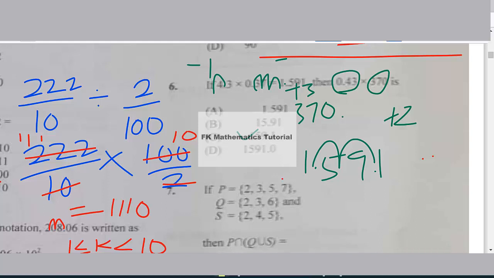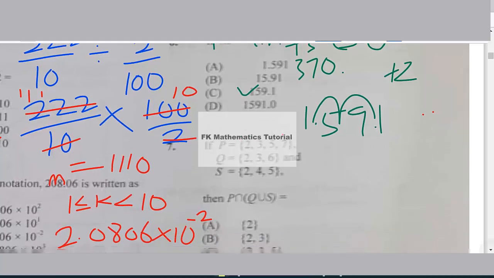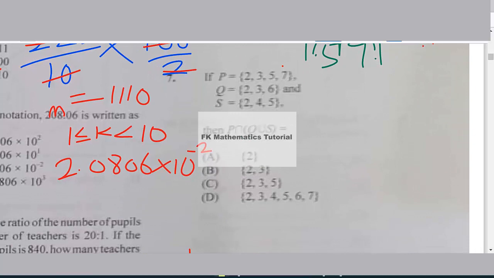Now let's look at number 7. If P is a set with element 2, 3, 5, 7, and Q is a set with element 2, 3, 6, and S is a set with element 2, 4, 5. Then P intersection Q union S.